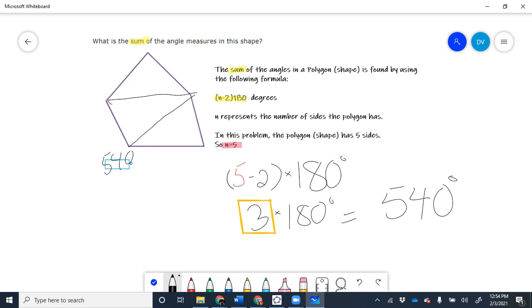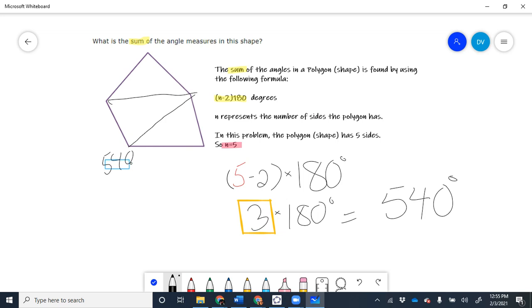Now, it works fine when you have a few sides. 5 is not a big number. Of course, we're not going to do it today, but if you end up with a shape that has 15 or 20 sides, you probably don't want to be drawing 15 or 20 triangles. So you want to understand that we can use this formula and just do some quick arithmetic, 15 minus 2 or 20 minus 2. You can do that almost instantly, and then multiply that number by 180.